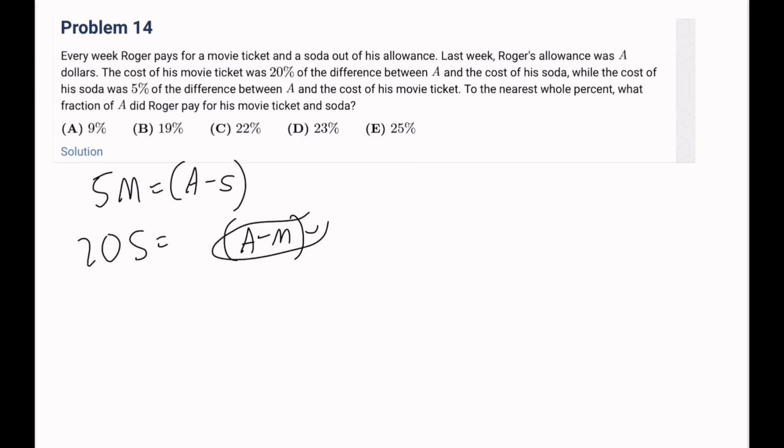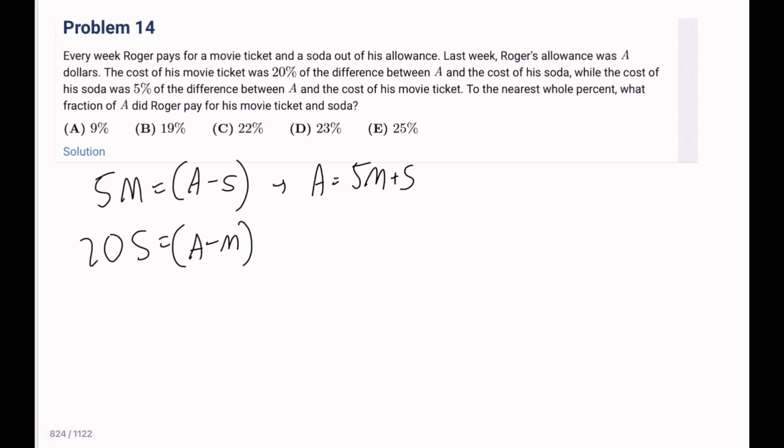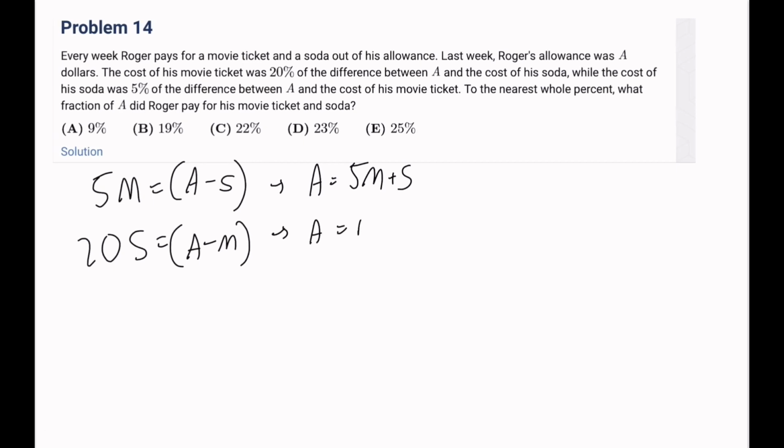Multiplying by 20 on both sides, like that. And so, what fraction of a did Roger pay for his movie ticket and soda? This gives us a equals 5m plus s, and this gives a equals m plus 20s, right? And so 5m plus s equals m plus 20s, 4m equals 19s.